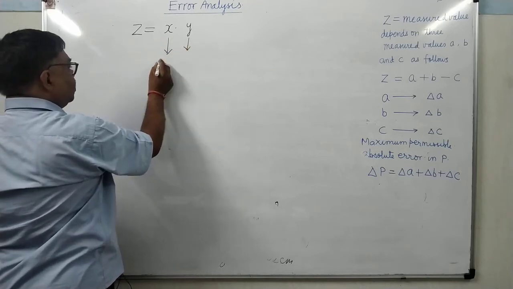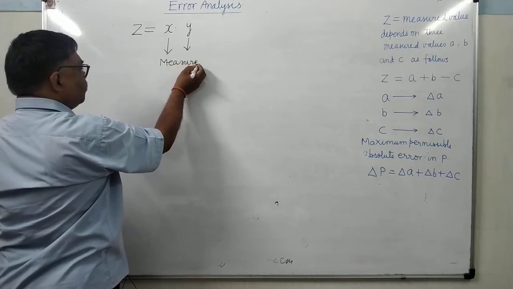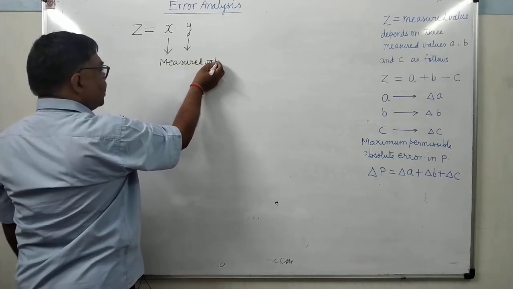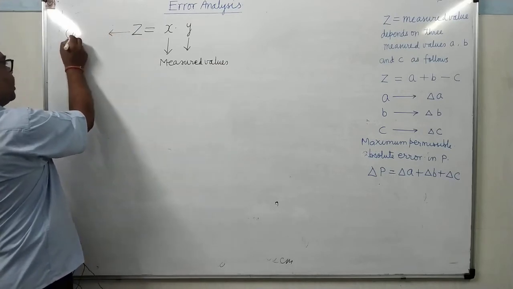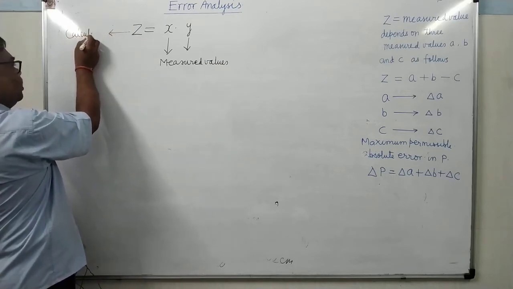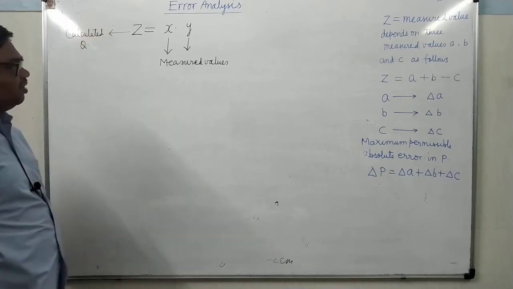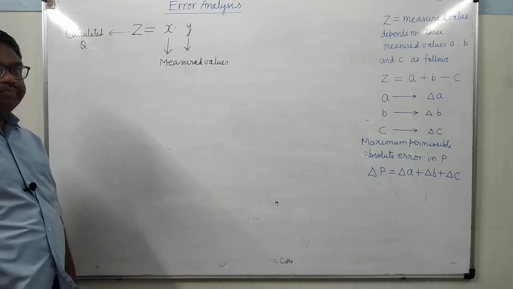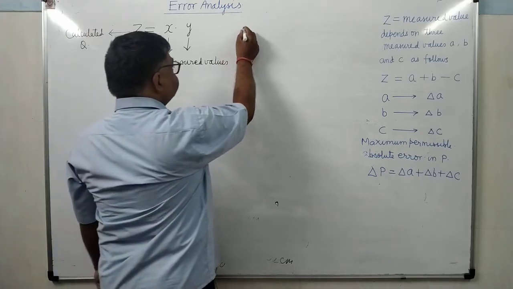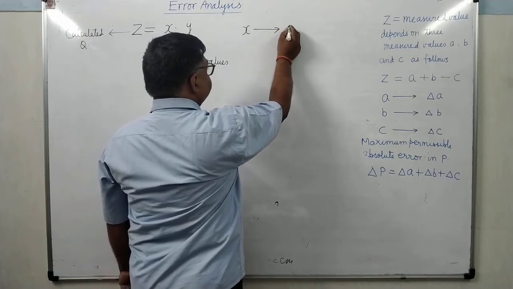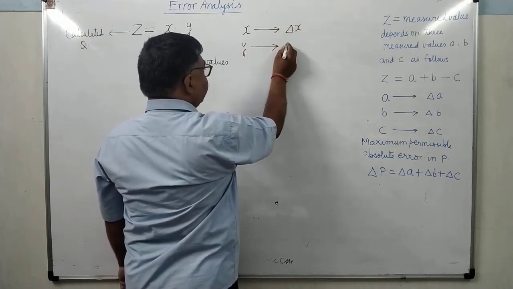These two are measured values. And Z is a calculated quantity, as we have done previously when we calculated in plus and minus. Now here you assume, let the absolute error in X be delta X, and the absolute error in Y be delta Y.